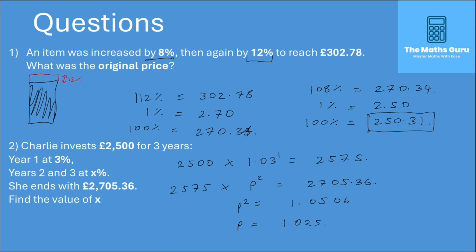Now remember, p represents our percentage multiplier, but we need to work out x as a percentage. Looking back, our formula is 1 plus our percentage change over 100. So we can fill in this equation as 1 plus x over 100 is equal to 1.025. Minusing 1 from both sides, we get x over 100 is equal to 0.025. Timesing through by 100 on both sides, we get x equal to 2.5%. And that is the rate that Charlie was given for years 2 and 3.